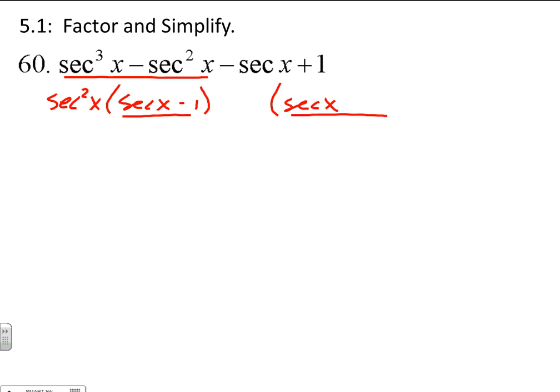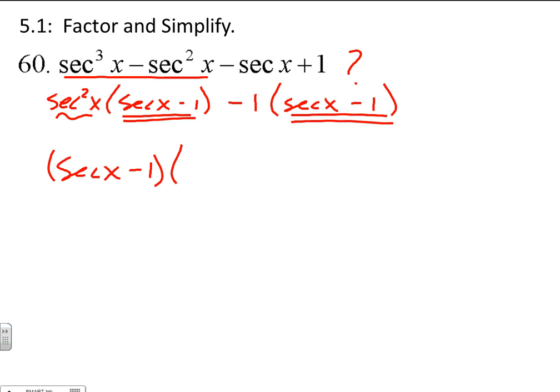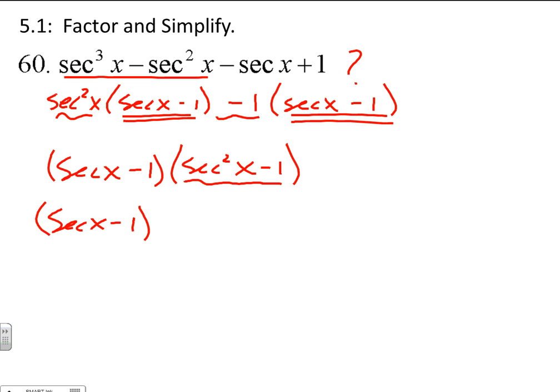If factoring by grouping is going to work, I need to get another one of those. Let's see if we can. Can I get that? I can if I factor out a negative 1. So I pull this mess out. Secant of x minus 1 times secant squared x minus 1. And there's a squared trig function with a 1.